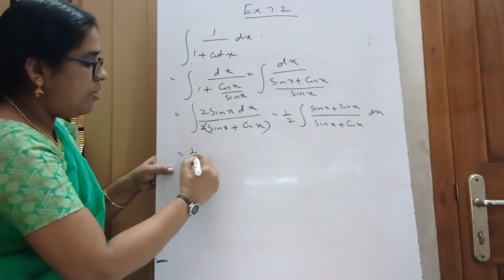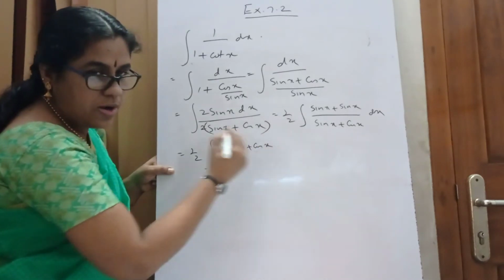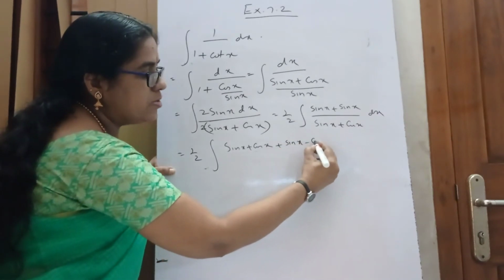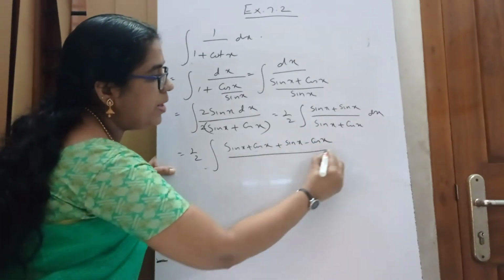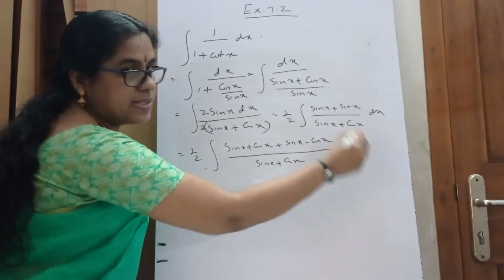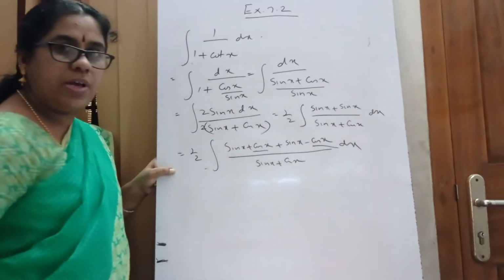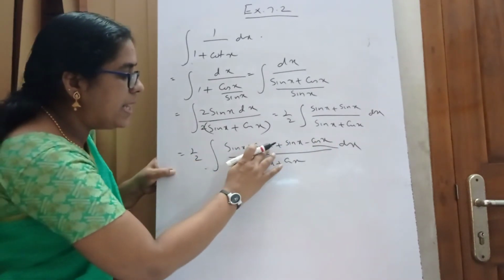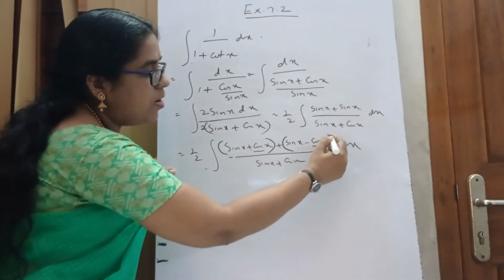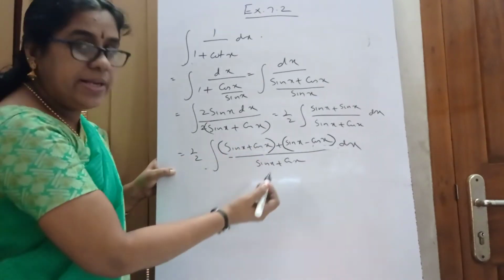That is half into integral sin x plus cos x, we add cos x, then sin x minus cos x, we subtract cos x, whole divided by sin x plus cos x into dx. We add and subtract cos x in the numerator, and we group it like this: sin x plus cos x we take together, sin x minus cos x we take together. Then what is the next step?